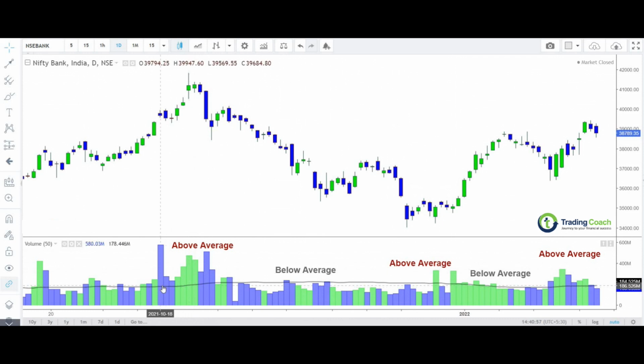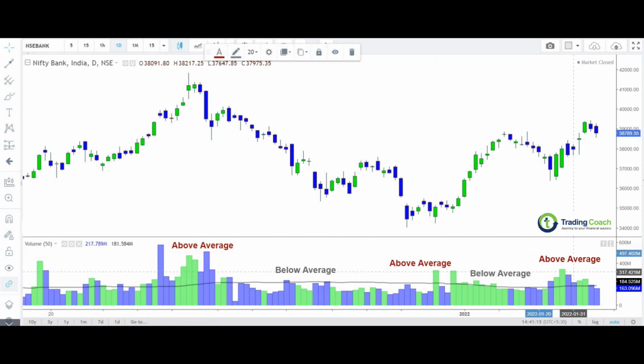So here you can see on the left edge of the chart, almost all the volume is above average, right? And likewise here you can see the volume has crossed above the moving average, which means the volume is above average. And here as well, as you can notice, we have a volume which has crossed above the average line, which means the volume is above average.